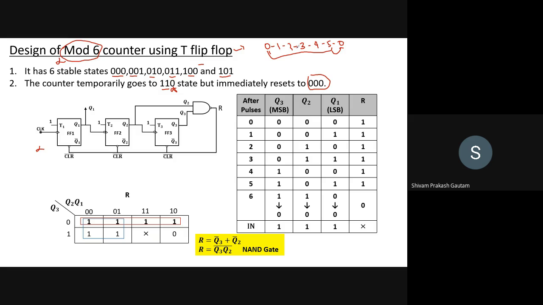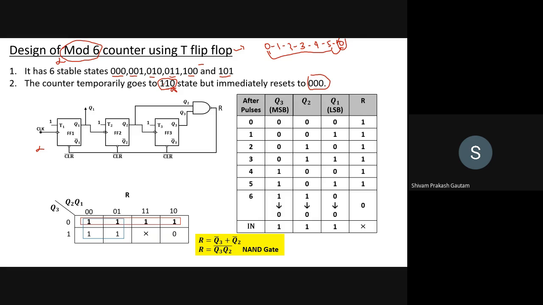Okay. 110. See, our counter. We want to design a mod 6 counter. And what is a mod 6 counter? It should have 6 different states, right? Starting from 0, 0, 0. And when you reach 5, it has covered the 6 different states. Now you want it to again go to 0, and the states should repeat themselves, right? You want the counter to go to 0. But if it goes to 110, then it will have 7 different states, right? Then it will not be called a mod 6 counter. Rather, it will be called a mod 7 counter if it goes to 110, because we will be having 7 different states.